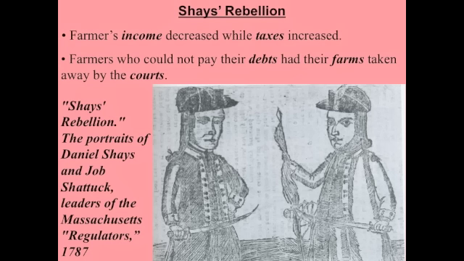One of the first issues that the Articles of Confederation really encounters, where it becomes evident that they need to change it, is Shay's Rebellion. The farmers' income was decreasing while taxes were increasing. So they were losing money because they had to pay more money and they weren't getting as much in return. The farmers that couldn't pay off their debts had their farms taken away by the courts. Very similar today when you can't pay the mortgage on your house and your house goes into foreclosure, the bank takes away your home. Same thing happened to the farmers that were in debt and couldn't pay off their bills.